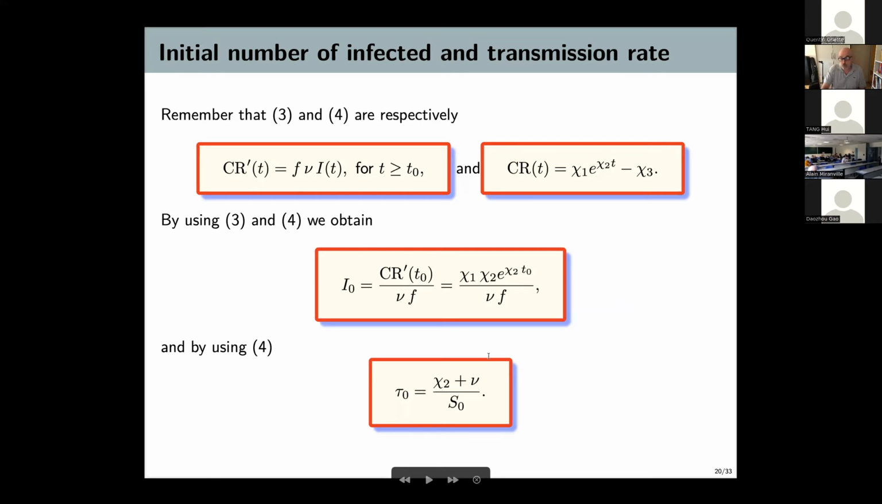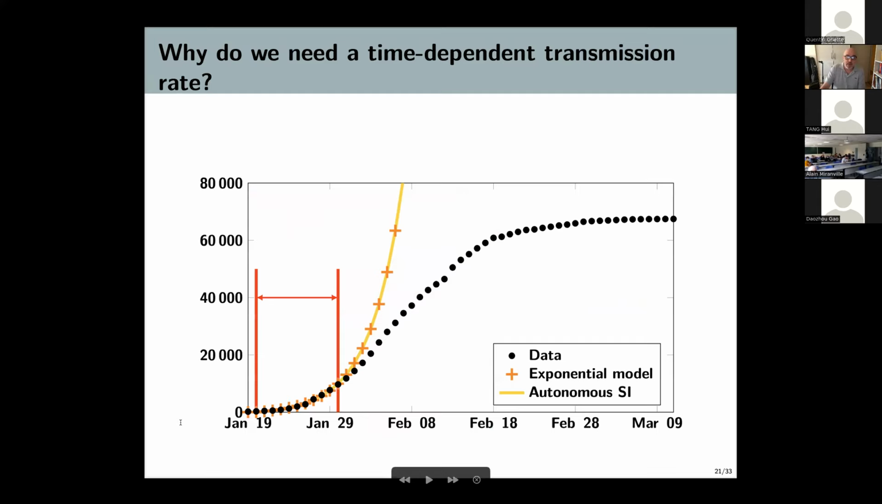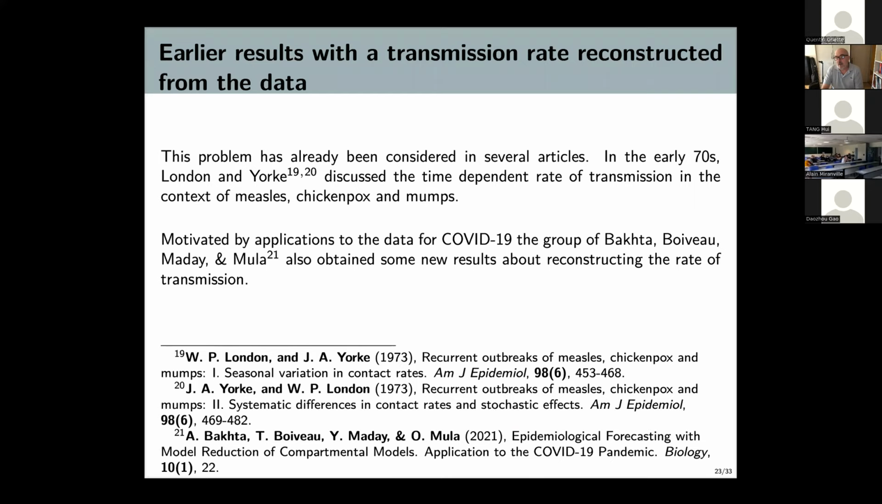Okay, so now you keep the data from mainland China, and what you get is that in the period where you fitted the exponential here, and right after you leave it, the exponential diverges from the data. But if you keep the model autonomous, you follow at the early beginning the exponential. So it means that you need a time-dependent transmission rate in order to follow the data here. I won't go into too much detail for this, I have no time. I will just show you some results we obtained.